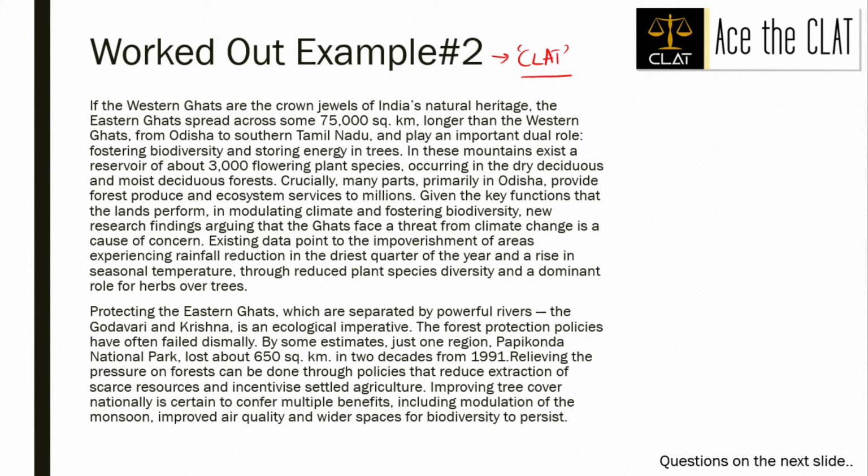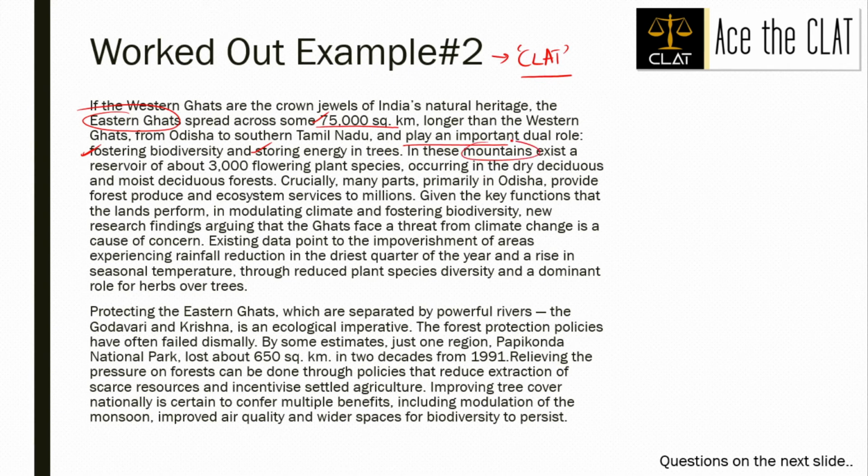If the Western Ghats are the crown jewels of India's natural heritage, the Eastern Ghats, spread across some 75,000 square kilometers, longer than the Western Ghats, and from Odisha to southern Tamil Nadu, play an important dual role, that is fostering biodiversity and storing energy in trees. So, the author says that the Eastern Ghats have their own importance, right? They are spread across some 75,000 square kilometers and play an important role in two areas, that is fostering biodiversity and storing energy in trees.